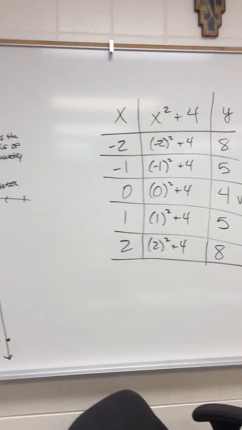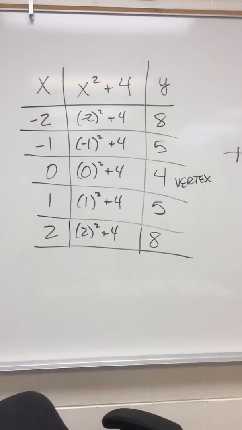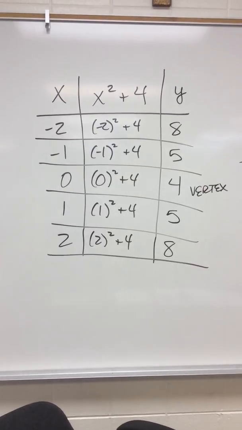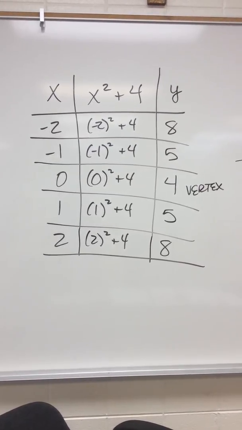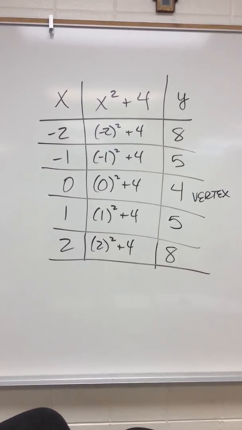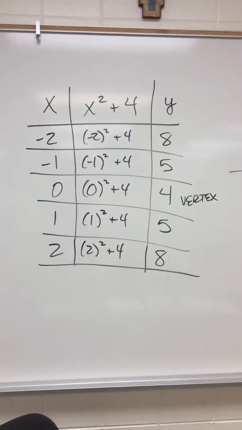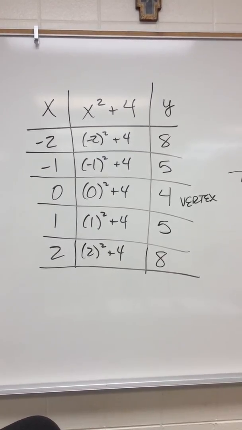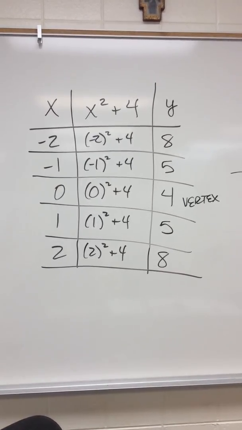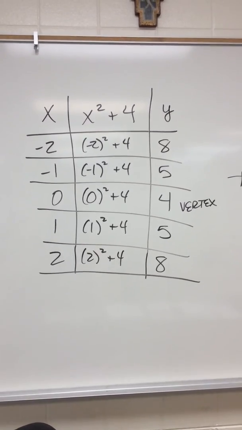Let's try another one. This is another one from the homework. The quadratic function was f of x equals x squared plus 4. So again, we use negative 2, negative 1, 0, 1, and 2. We plug it in, we get our y values. Again, notice how it repeats. Notice how 0, 4 is right in the middle of these repeating values: 5, 5, 8, 8. So 0, 4 is going to be my vertex.